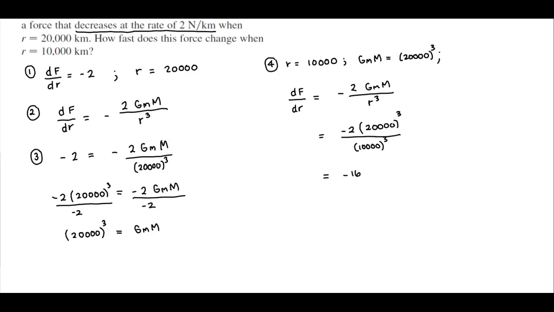negative 16. But we want to know how fast this force is changing, so we're not concerned about the negative here. What it's saying is that it is changing at 16 newtons per kilometer. So that is how fast the force is changing.